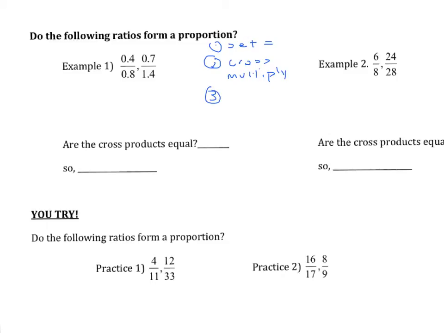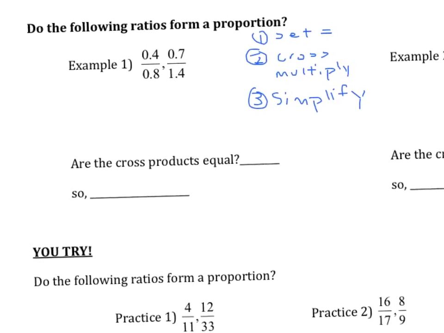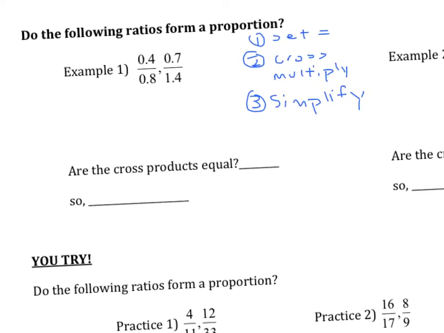And third, we're going to simplify. And we'll see, are their cross products equal? So I'm going to zoom in a little bit more so that I can write a little bit clearer. Okay, now this is why I call it the butterfly effect. What we're doing is we're going to multiply the numerator of one fraction by the denominator of the other. So we're going to multiply the numerator of the first fraction by the denominator of the second. We're going to multiply the denominator of the first fraction by the numerator of the second. And it kind of forms a butterfly almost, okay?